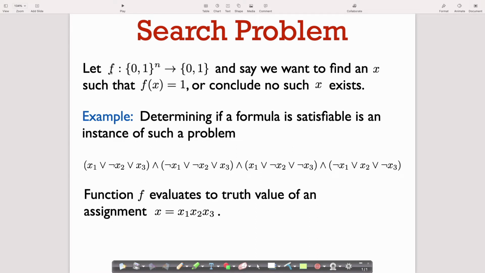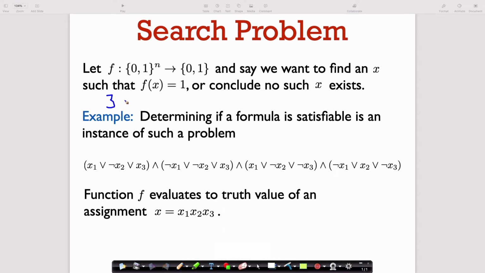Okay, so the basic setup is the following. Say that we have some Boolean function f, and we want to find an x such that f of x equals 1, or conclude that no such x exists. Okay, that f is the all zero function. And there's a very famous problem in computer science, which is of this form, okay, and that is the three-SAT problem.